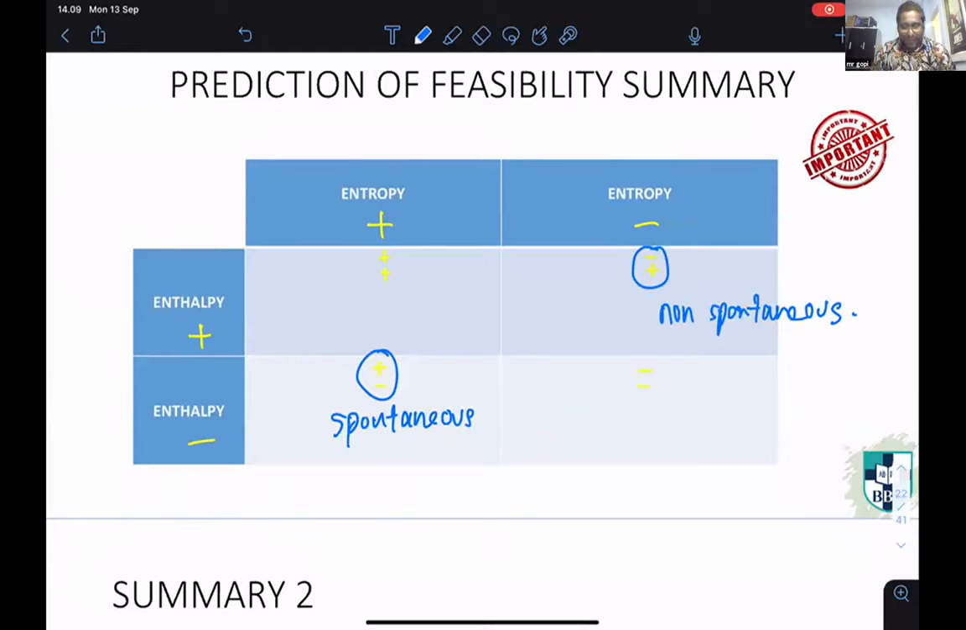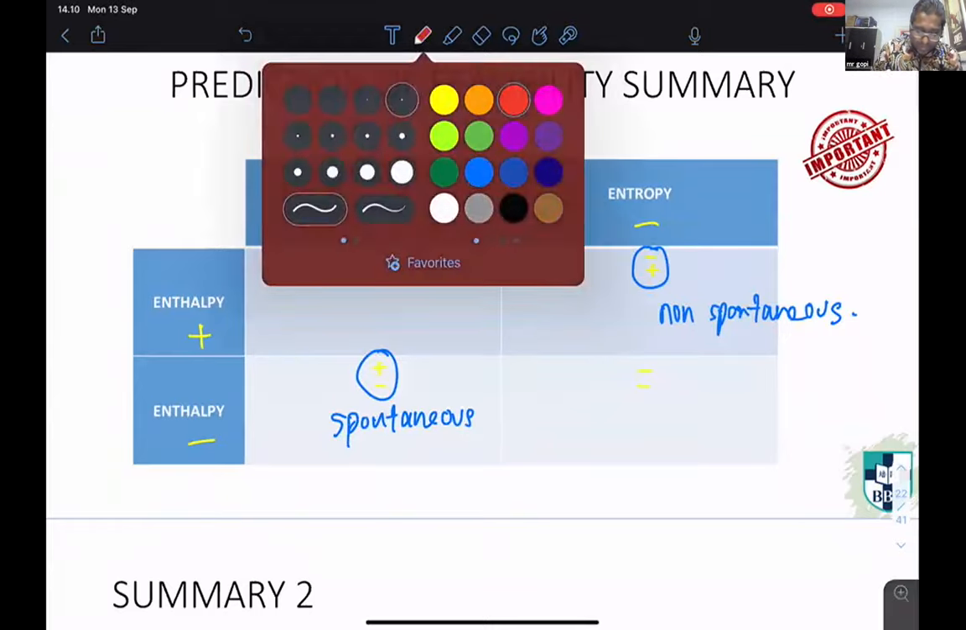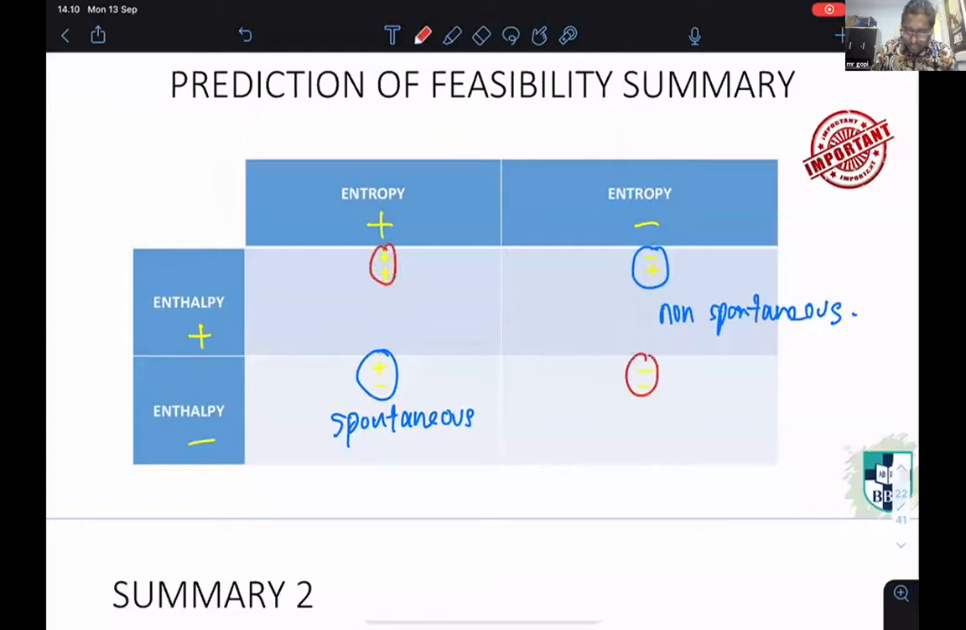Now, the one that is slightly difficult is going to be this one. I told you the same signs, but I taught you this. If let's say positive and positive, think positive.